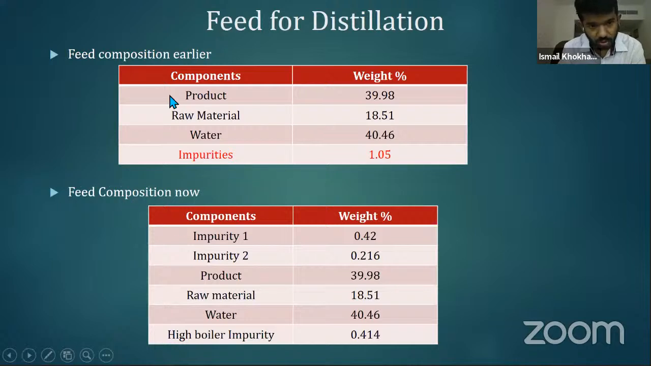So the initial composition which I showed you on the top now looks like it was bifurcated as impurity 1, impurity 2, and the high boiler impurity. So that 1.05 was split into impurity 1 and 2 and high boiler impurity. The high boiler impurity, as I told you in the beginning, was not a matter of concern, but now 0.42% and 0.216% were the matter of concern.